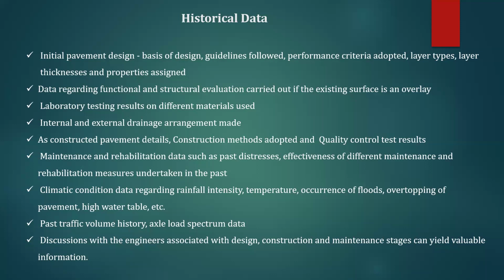What is the past traffic volume history, how much traffic is coming and applying on that road? Earlier, whenever you designed the pavement, maybe it may have been 100 MSA. Now the traffic has increased, and an additional 50 MSA traffic is coming. So to consider that, what we have to do on that. So traffic history is also very much important.